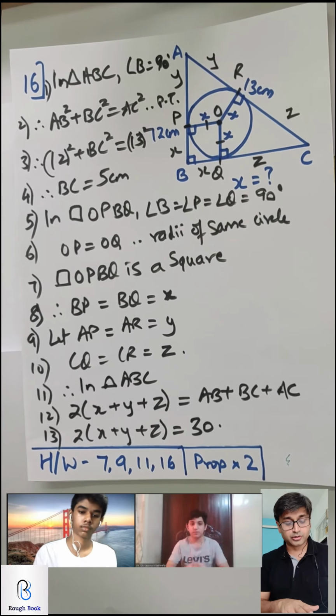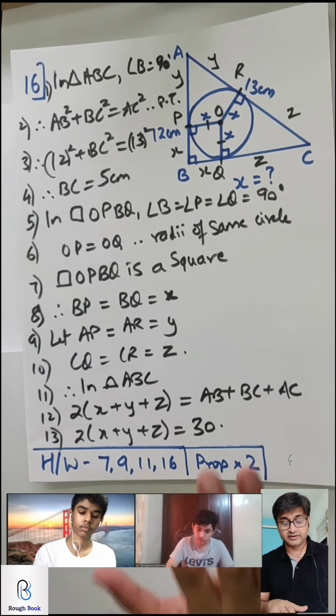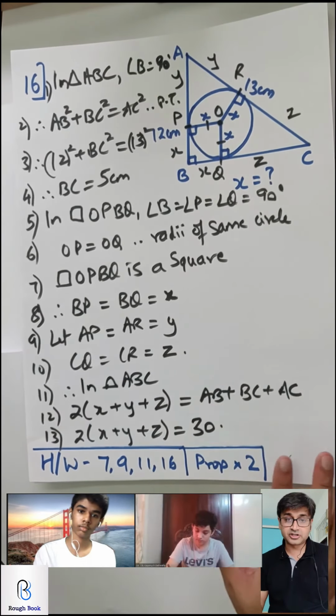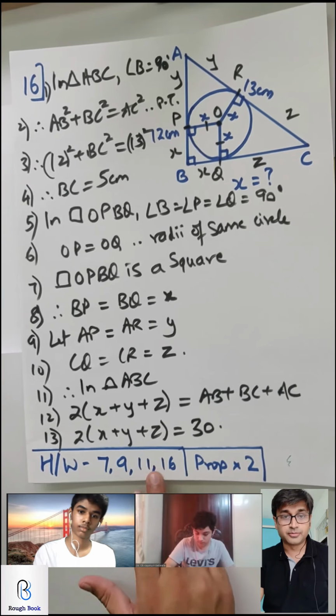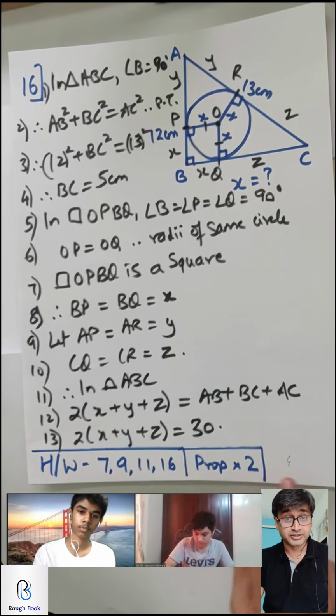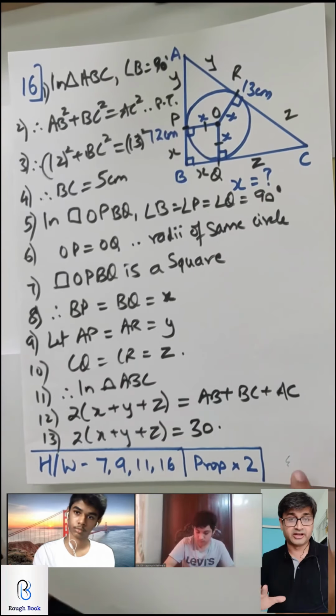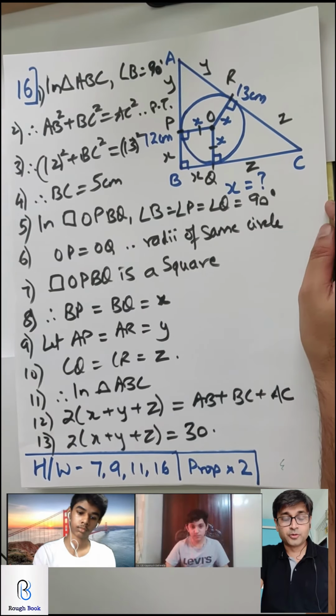For homework, I want you to do sum number 7, 9, 11 and 16. Write all the properties twice. If you do not write the properties twice, you are not going to make this chapter simple for yourself. It's going to be very tough otherwise, alright? But if you write, it's going to be very, very simple.